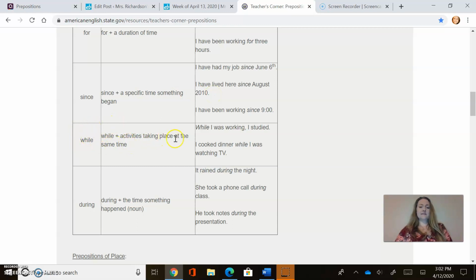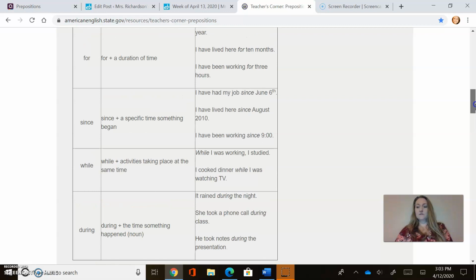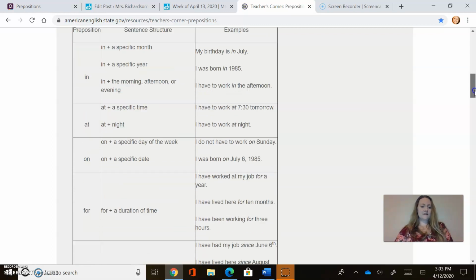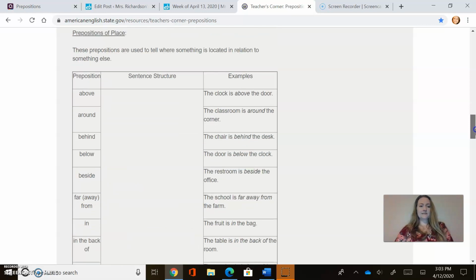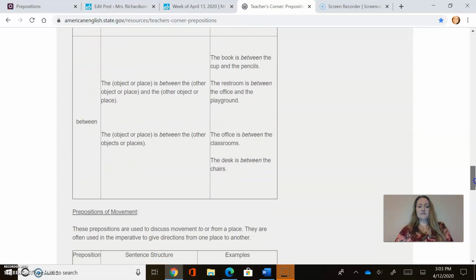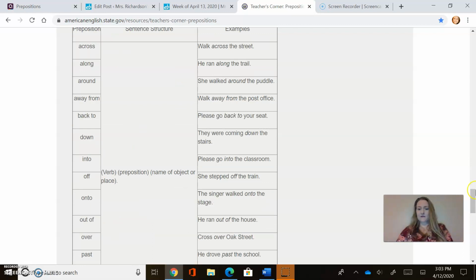While are activities taking place at the same time. While I was working, I was studying. While Miss Richardson was teaching, I was talking. During is the time something happened. Okay. It rained during the night. She took a phone call during class. So while it's happening. Those are really hard to kind of show you. We just have to talk about it and practice it. For place and movement, I will be doing a separate video.